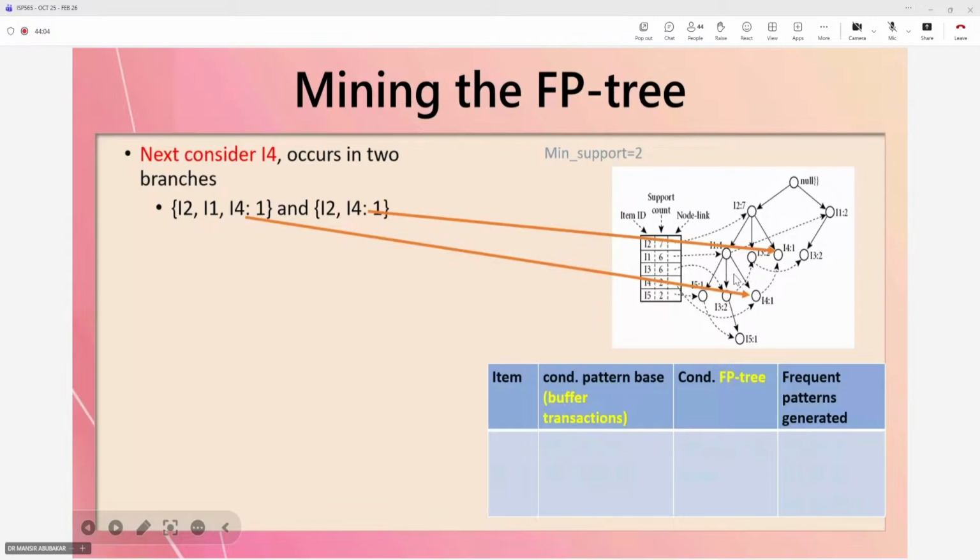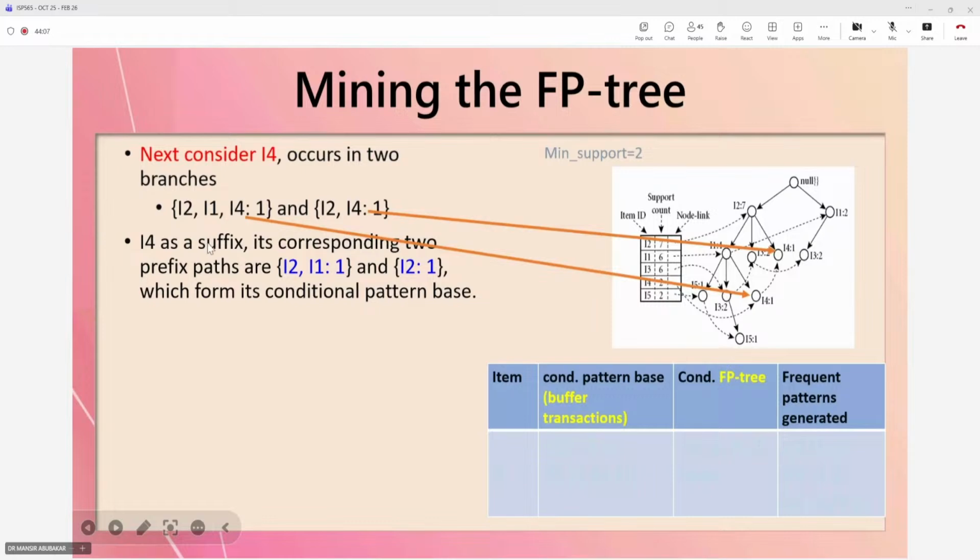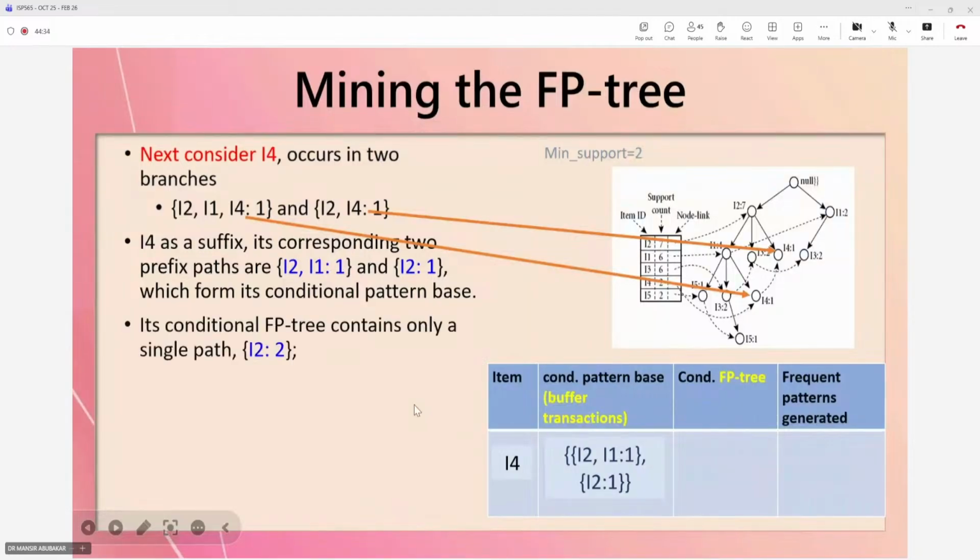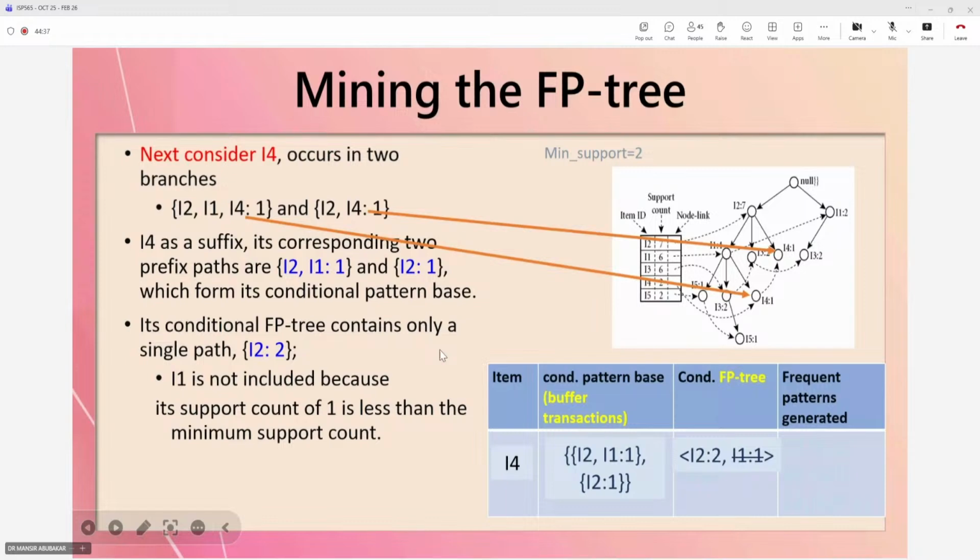So these are the 2 paths that we have. I4 is a suffix corresponding to 2 prefix paths: I2, item 1, with 1 support count, and item 2, with 1 support count. So now, what do we have in our conditional pattern base? Inside the base, we have I2, I1, and I2 with 1 support count. So its conditional FP-tree contains only a single path, that is I2, where we have 2 support count.